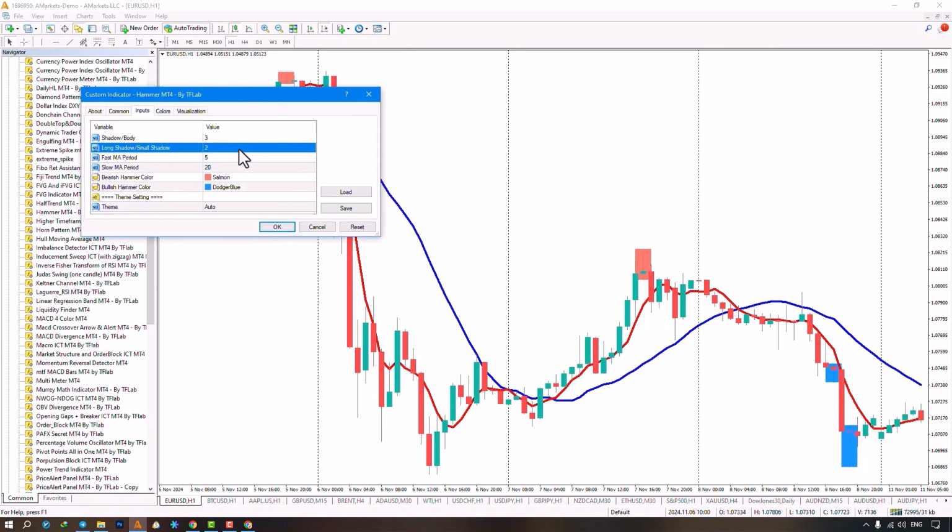The next part covers the long to short shadow ratio, set at 2, meaning the long shadow is twice the short shadow's length. This condition is met in these 3 candles. Next, 2 factors improve candle identification accuracy: the fast moving average, default period 5, and the slow moving average, default period 20. When the fast moving average is above the slow one, this condition is met.